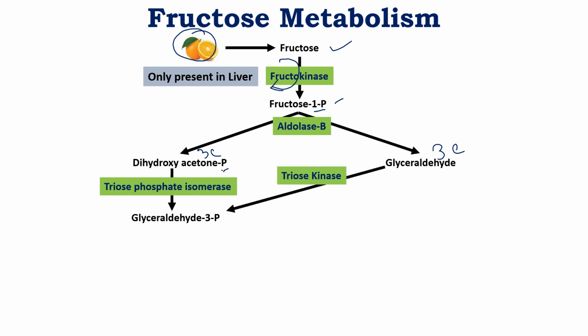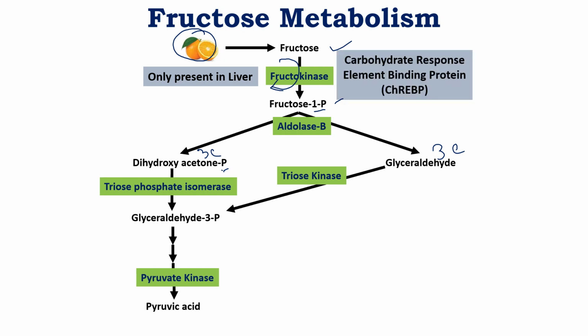This glyceraldehyde, the other product of fructose 1 phosphate, can also give us glyceraldehyde 3 phosphate by the enzyme called triose kinase. So ultimately we have got glyceraldehyde 3 phosphate. This glyceraldehyde 3 phosphate is metabolized in the normal way, by pyruvate kinase or some other enzyme-catalyzed reactions, and ultimately we get pyruvic acid. So this is the normal metabolic process of fructose.